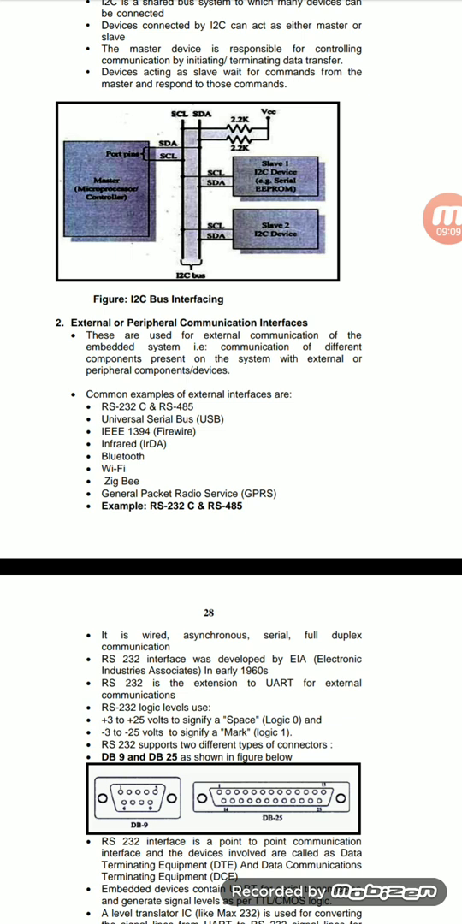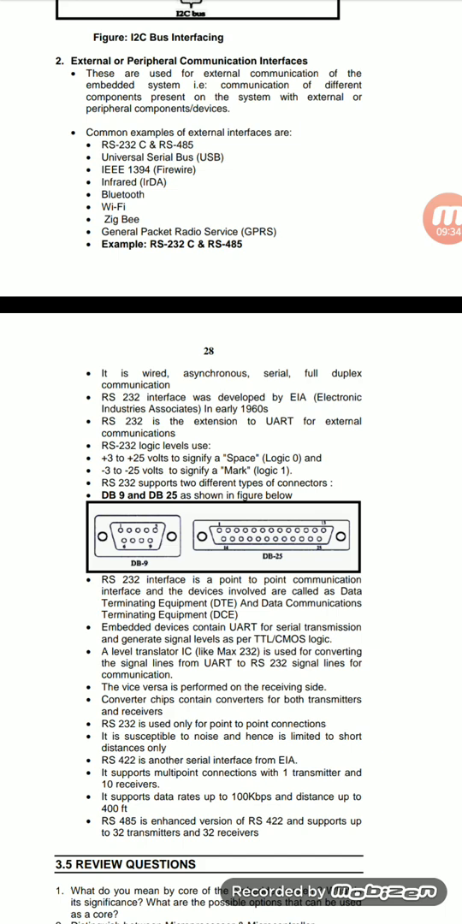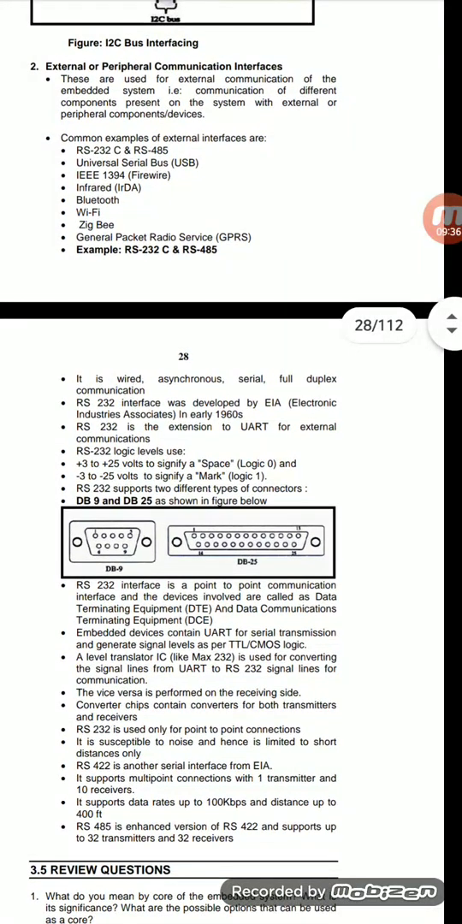These communications use DB9 connectors, which are 9-pin connectors. We interface these DB9 connectors to the controller or the wireless module, that is, to the transmitters and receivers. This is the RS-232 cable, and this is the entire block diagram of the DB9 connector.